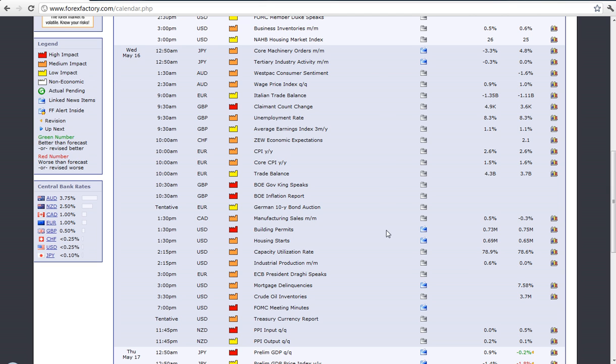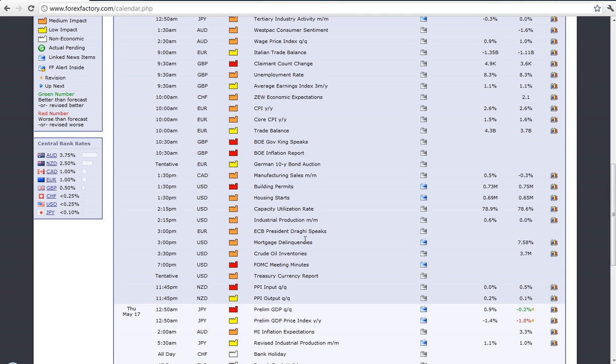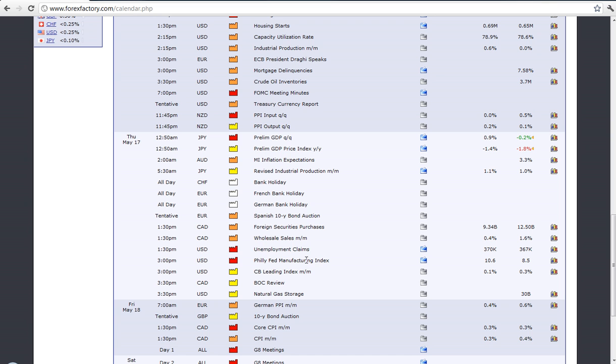At 1:30 we have the US building permits, forecast at 0.73 million, previously 0.75 million. We have the housing starts as well. A lot of mid-tier data here, as you can see on Forex Factory. We have the industrial production, the capacity utilisation rate, and Draghi speaking. But the next bit of headline data out of the US is the FOMC meeting minutes. On Thursday, the main data is weekly jobless claims, forecast at 370,000, previously 367,000, and we have the Philly Fed Manufacturing Index at 3 PM, forecast at 10.6, previously 8.5.